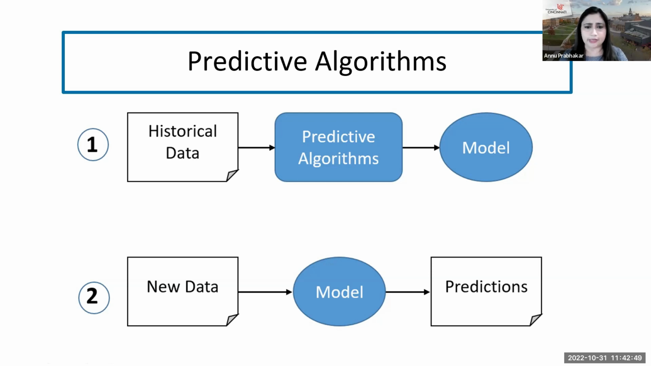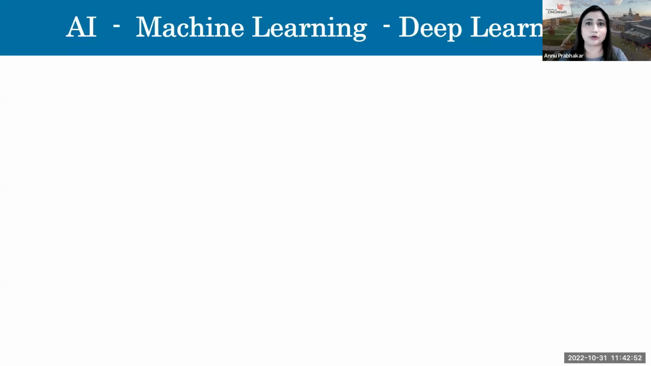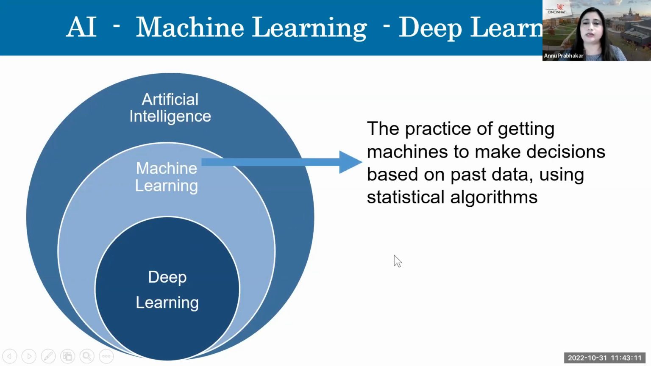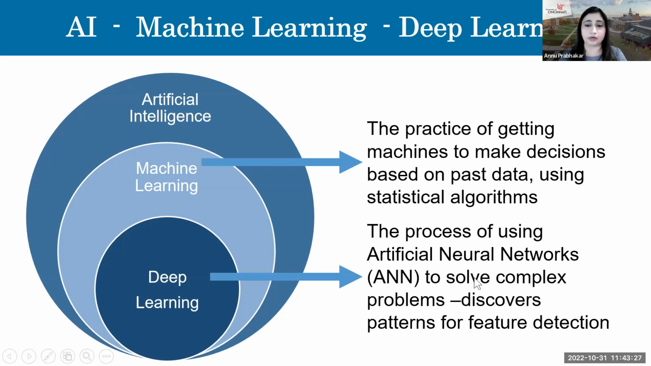I'm going to briefly talk about some of the terminology that is usually used here, which some people are confused about. What is AI? Is machine learning AI, or are these the same? Machine learning and deep learning are subsets of artificial intelligence. Machine learning is the practice of teaching algorithms to make decisions based on past data using mainly statistical algorithms. And deep learning usually uses artificial neural networks to solve complex problems. It discovers patterns and it detects features too. So maybe you can think of deep learning as an advanced version of machine learning.